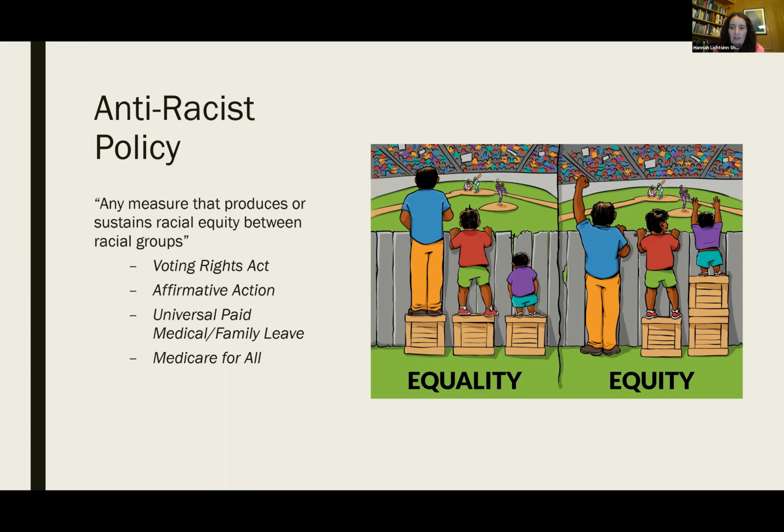So I may not need any extra support right now, but some of my neighbors might, and some of them might need even more to be able to see this baseball field. So what are some examples of strong anti-racist policies? The Voting Rights Act, giving people access to the vote. Not perfect, but it helped, made a big difference. And we just saw the implications of some of those voting protections being taken away in the recent elections.